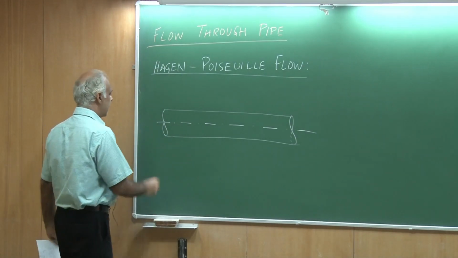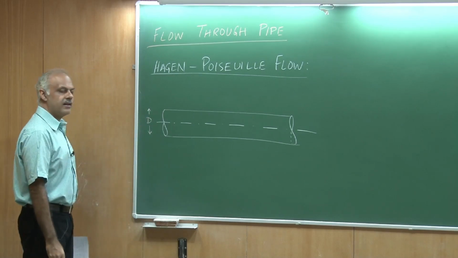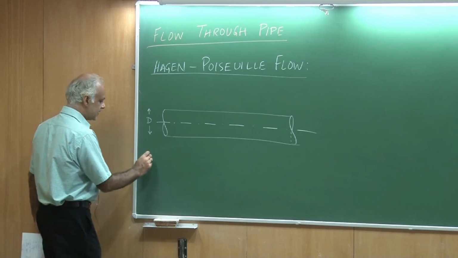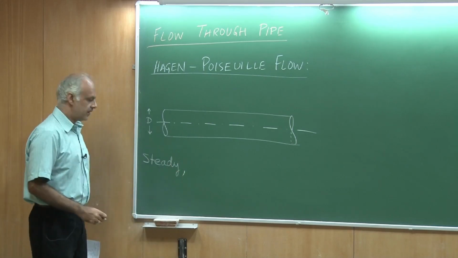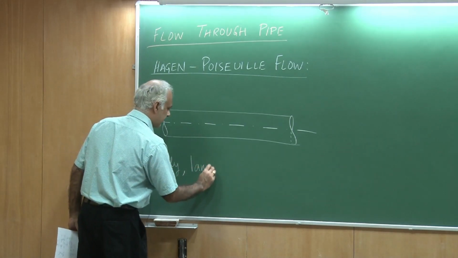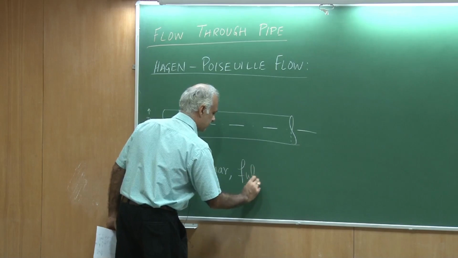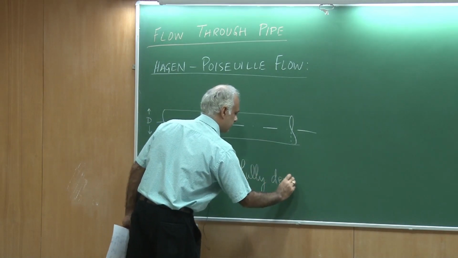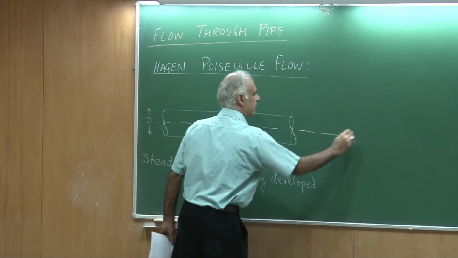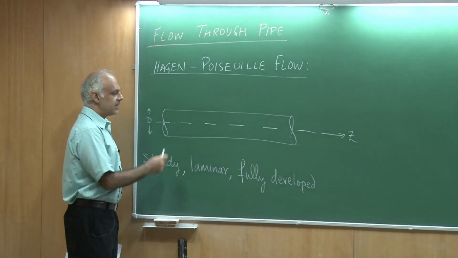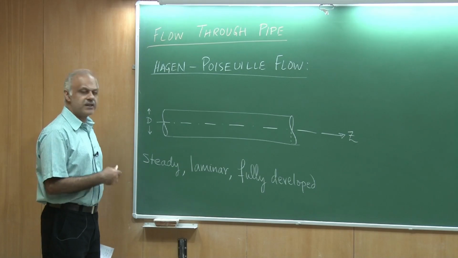What we assumed is that the diameter of the pipe is d. We were able to do the analysis if the flow is steady, laminar, and fully developed. As you recollect, fully developed flow implies that things do not change in the z direction as far as the velocity field is concerned. The pressure, of course, will change.